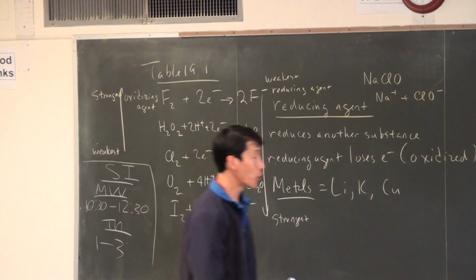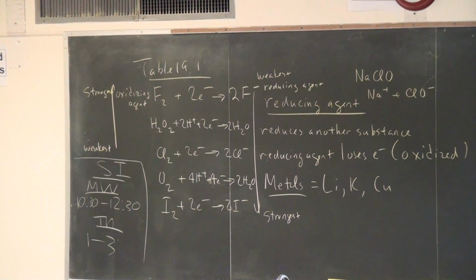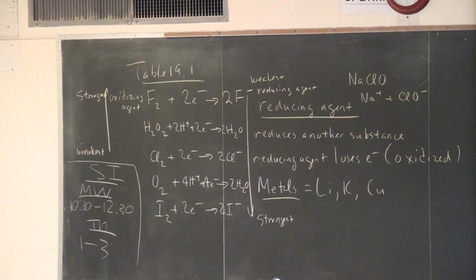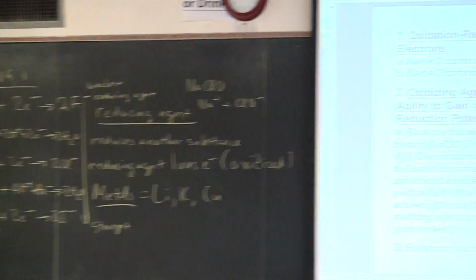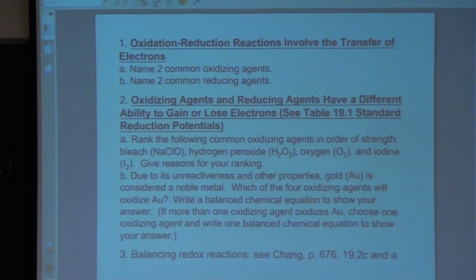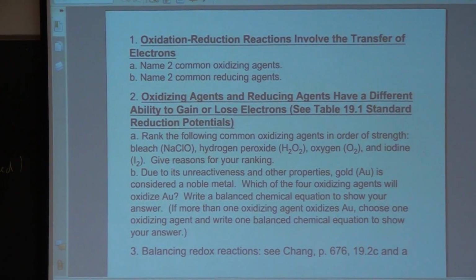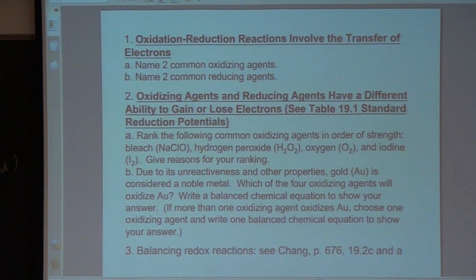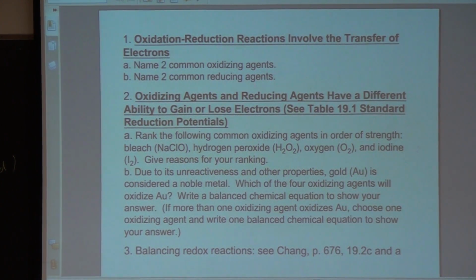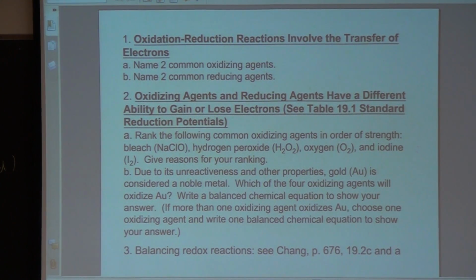Okay, let's go on to part B. Due to its unreactiveness, gold is considered a noble metal. Which of the 4 oxidizing agents will oxidize gold? Okay, so let's take a look at table 19.1. Based on what we just said on how to use table 19.1, which substance oxidizes gold?